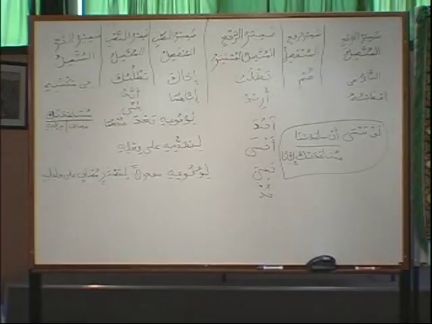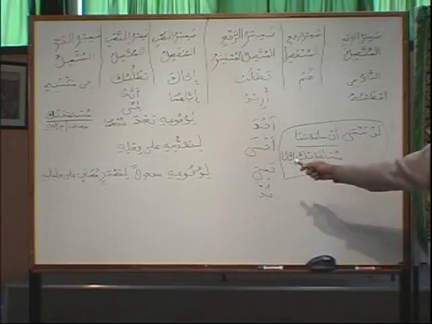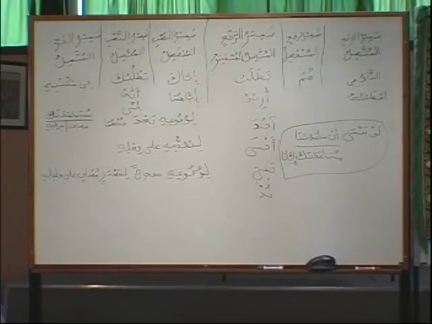Iyaka na'budu. Iyaka will be in your fourth column. And na'budu, where will na'budu be? In the third column, because the damir is mustatir. Wa iyaka, again it will come in the fourth column. And nasta'inu will come in the third column. Very good.